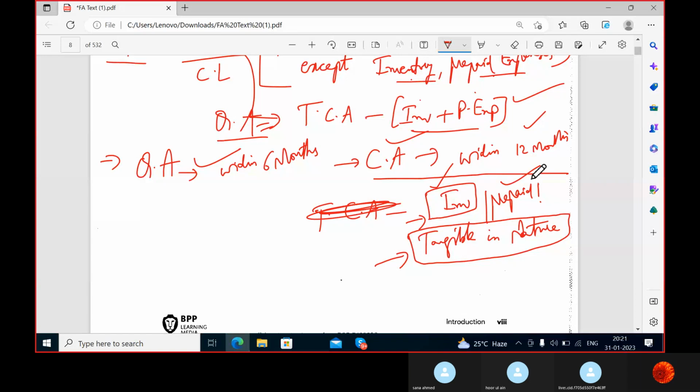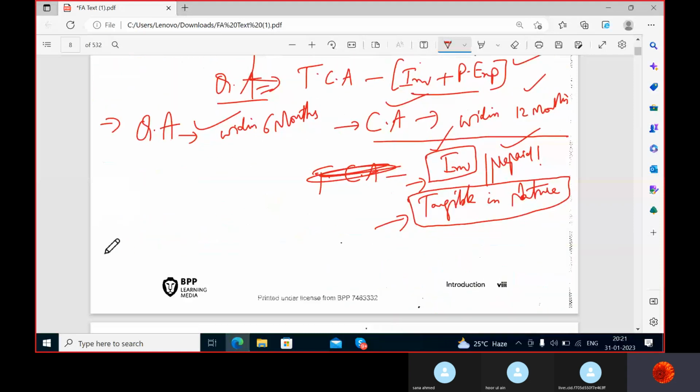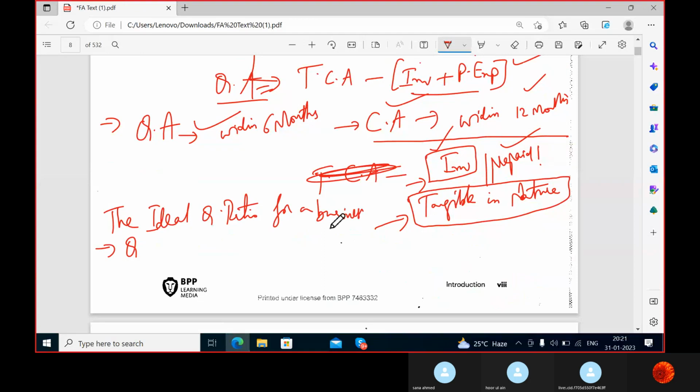So now coming to the ratio, see what is the ideal quick ratio for a business? The ideal quick ratio for a business is 1:1. Now, why 1:1? Please try to understand.